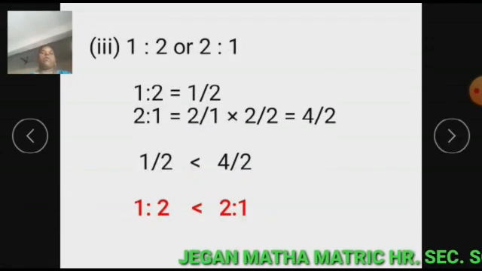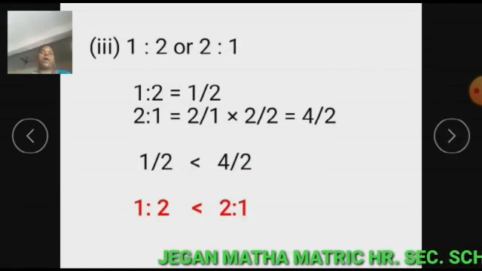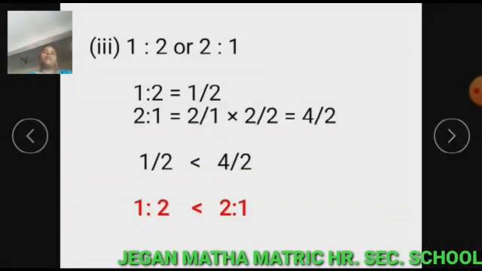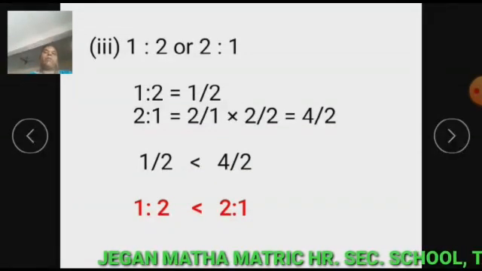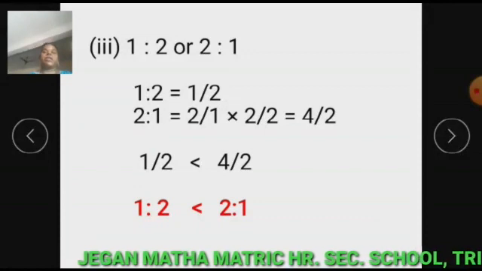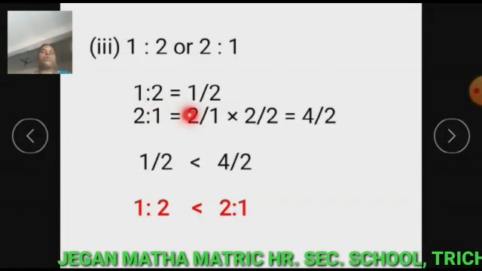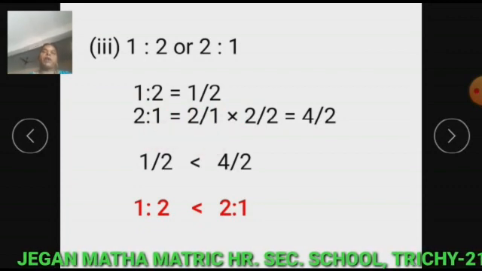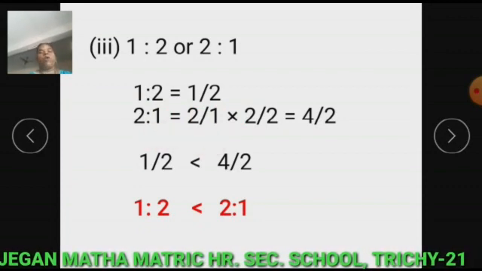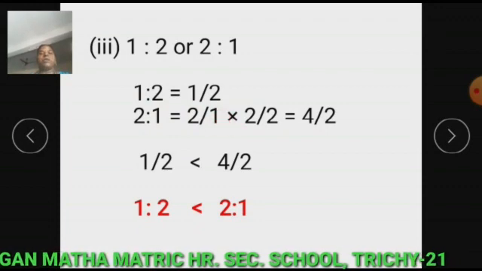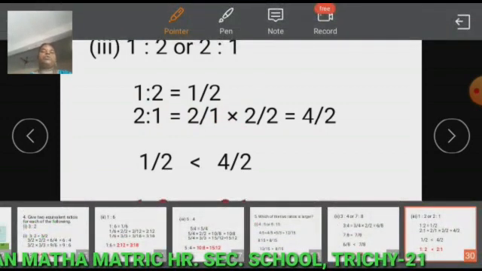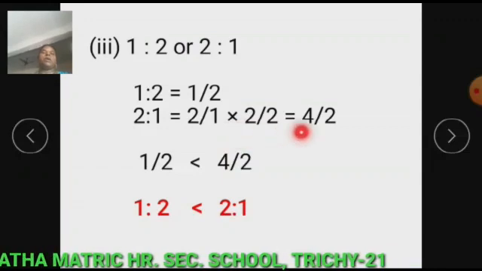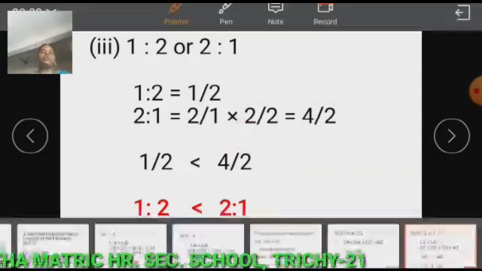Subdivision 3. 1:2 or 2:1. First we write the ratio in fraction form to find the larger ratio. 1:2 equal to 1/2 and 2:1 equal to 2/1. The LCM of 1 and 2 equal to 2. So 2/1 is multiplied by 2/2 equal to 4/2.